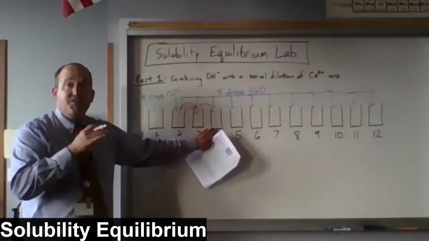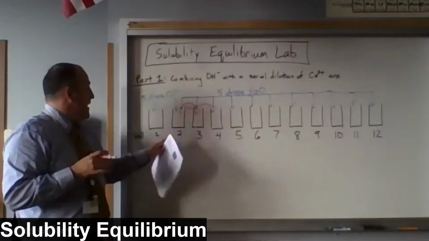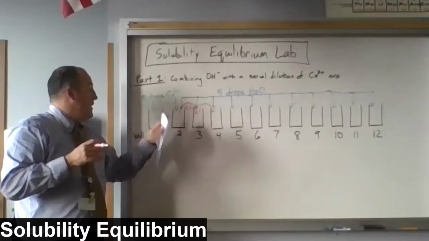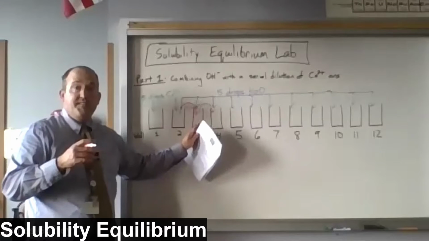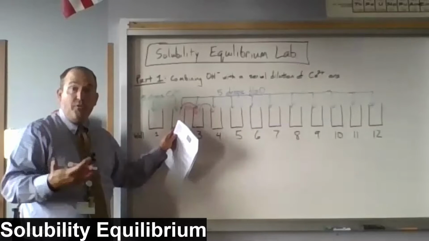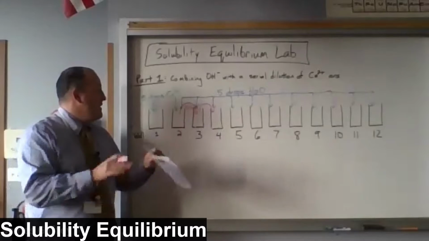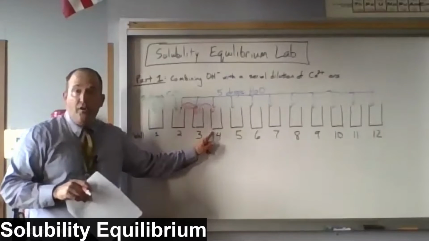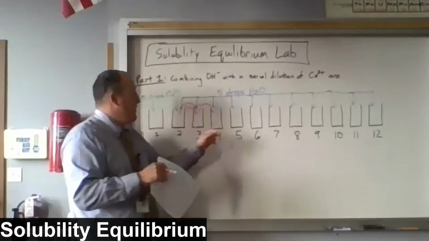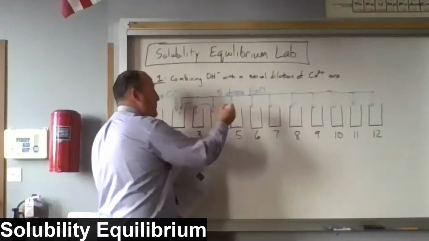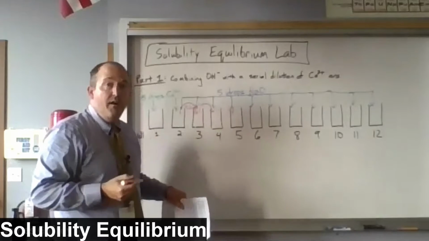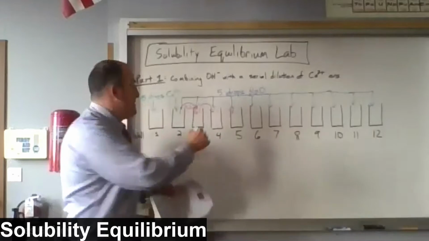So the concentration of calcium in well 2 is going to be half of what was in well 1. The concentration of calcium that's in well 3 is half of what was in well 2 because there's already 5 drops of water. The concentration of calcium ion in well 4 will be half of what was there in well 3. The concentration of calcium when you transfer 5 drops of well 4 into well 5 is going to be half of what was in well 4, and so on in series.